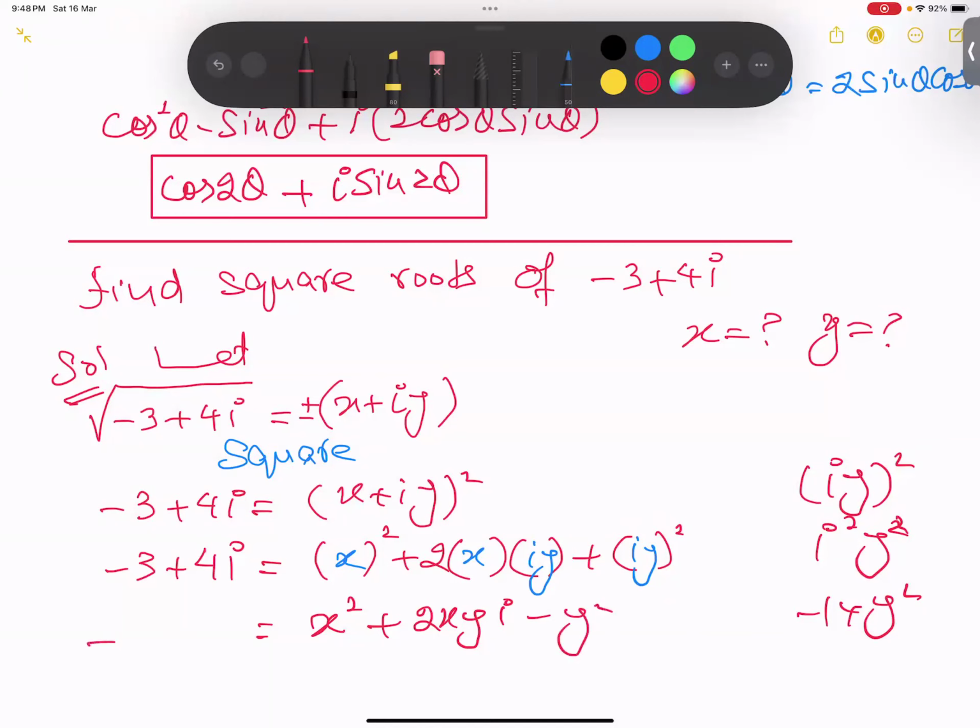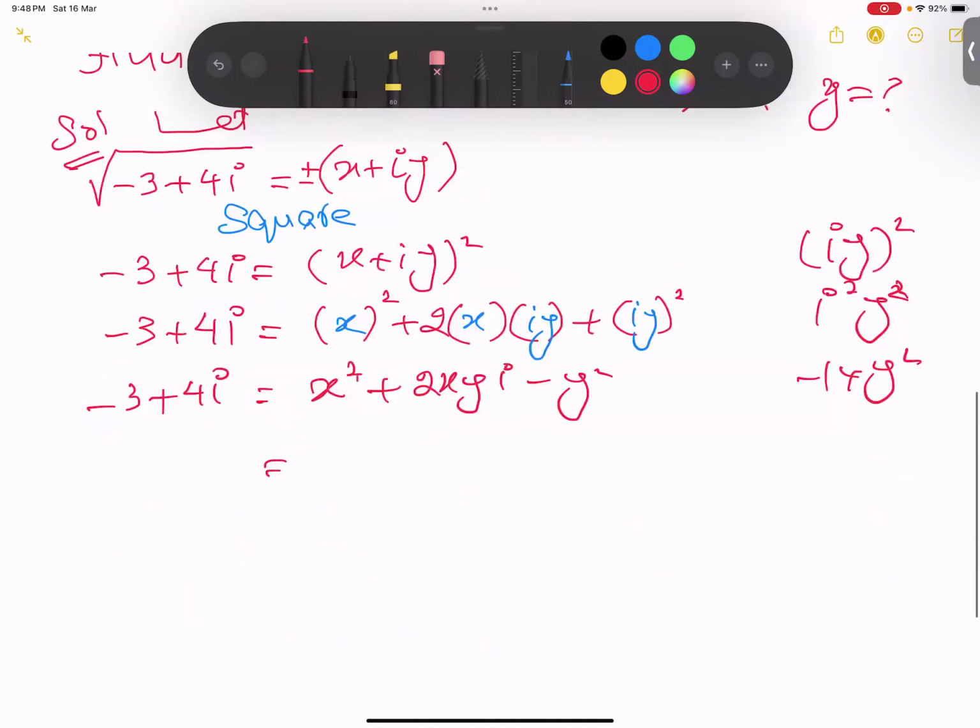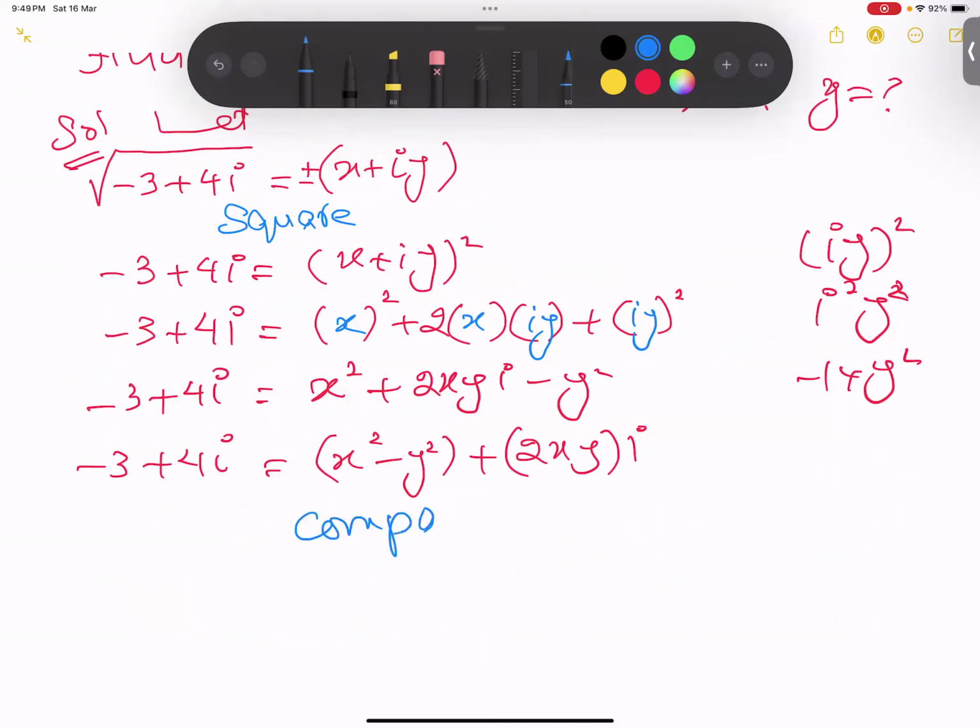Now the very interesting part is going to start from here. I will make two equations. How will these two give a real equation? Look, I'm going to make it x square minus y square. I put it in brackets for the sake of your understanding. And 2xy, I put in brackets and iota outside. So I got these two equations. I just write a word here: comparing both sides. When I'm comparing both sides, this is called the real part and this is called the real part.